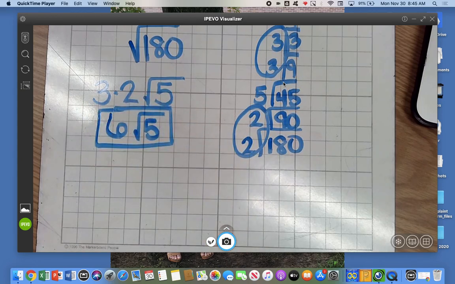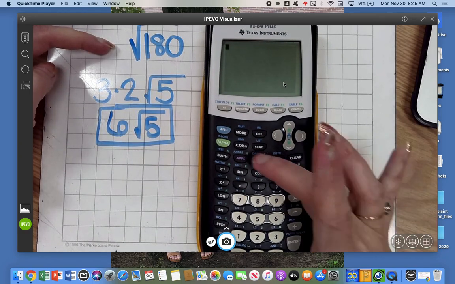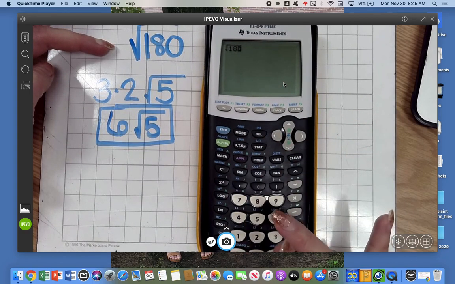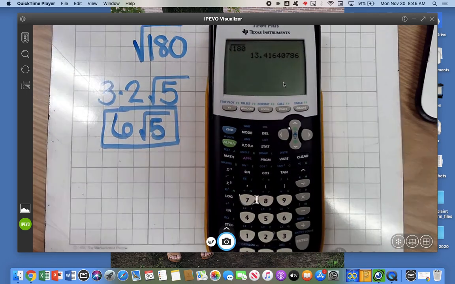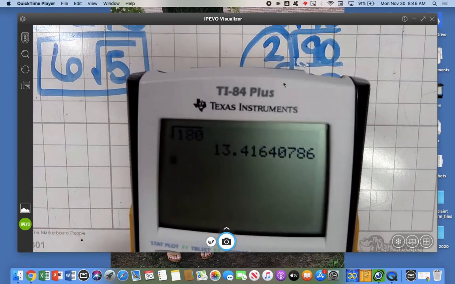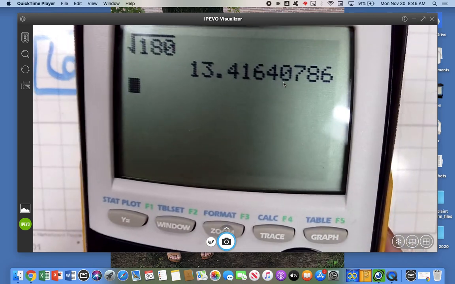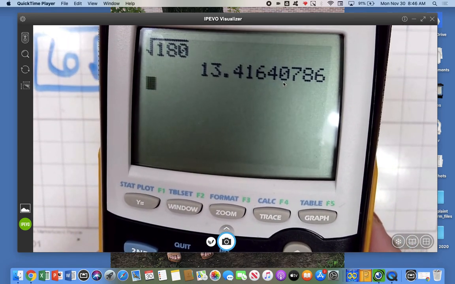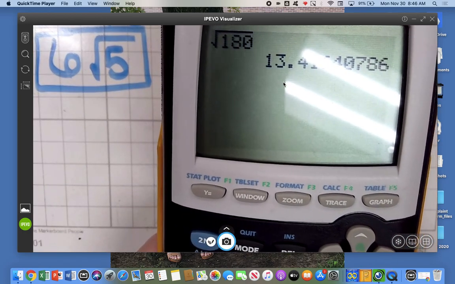Now, do you guys want to know how to check your work? One way that you can check your work here, let's just say that we wanted to know, if you type in the square root of 180 on your calculator, you should get this decimal. 13.41. Let me see if you guys can see. Try to not mess up with the lighting. So the square root of 180 is 13.416.